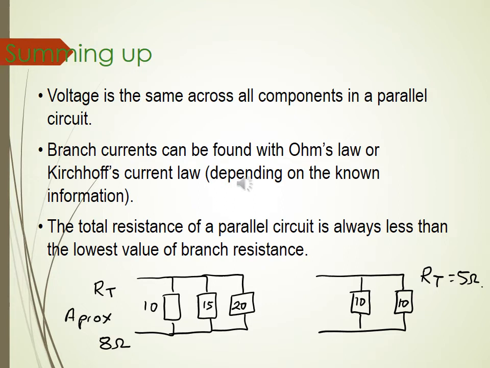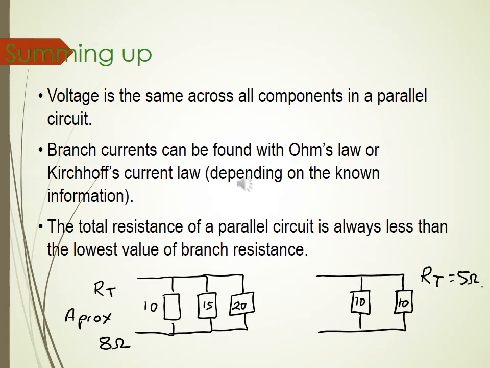The second little drawing is where we have two 10 ohm resistors in parallel. Now, it's interesting to note that the total resistance will be exactly half of the resistors as long as they have the same resistance value. So if we have two 10 ohm resistors in parallel, the answer will be 5 ohms.